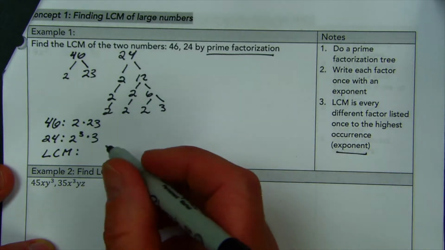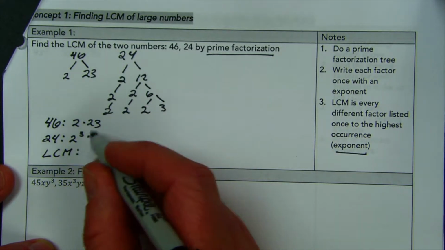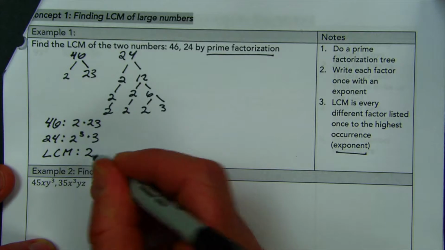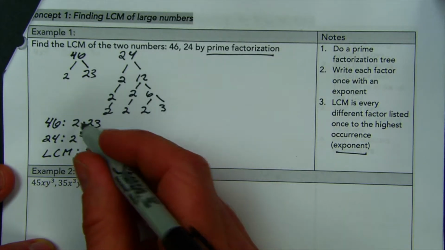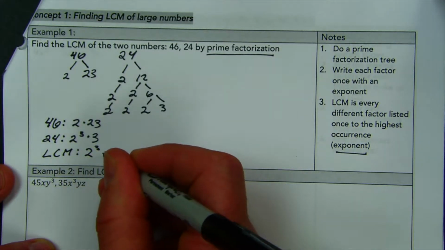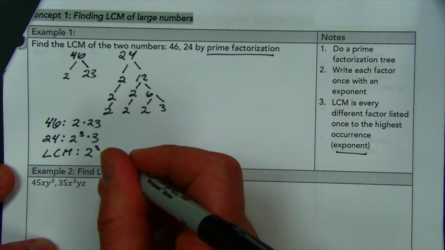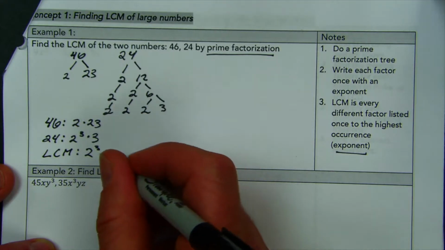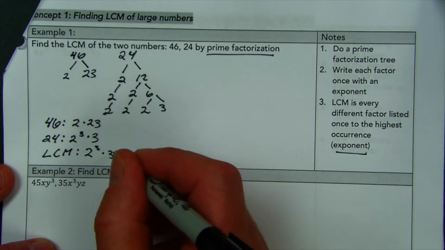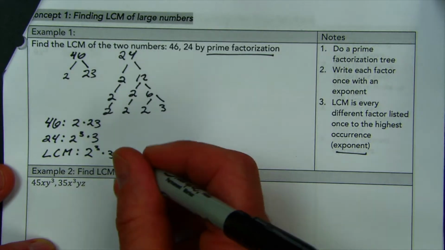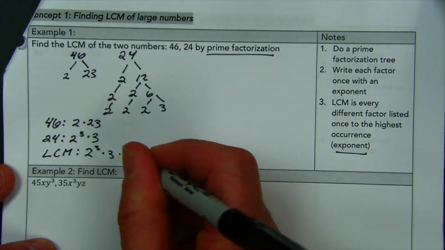Okay, so my least common multiple is every factor listed once. So do I have a 2? Yes, I do. 2 to the what power? What's the highest? Cubed. Okay, what else I got? I got a 3. Okay, so let's do that. So 3, and there's not a 3 here, but I'm going to list the 3 anyway. 3 to the first power, and the other factor I have is 23.